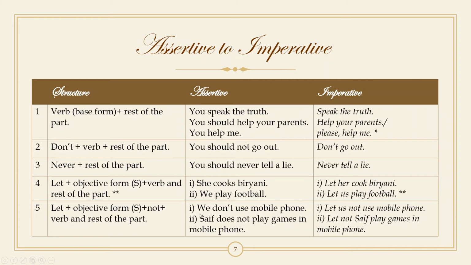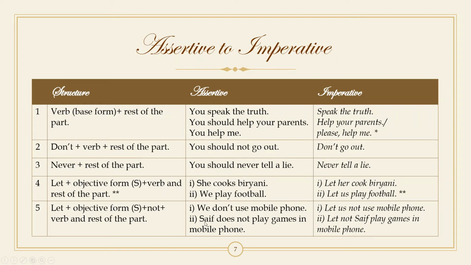The first example: we don't use mobile phone, and the imperative form is let us not use mobile. Look at this first sentence: let plus us plus not. Us is the objective form of we, and not is used because our assertive sentence is a negative sentence. That's why not is used.